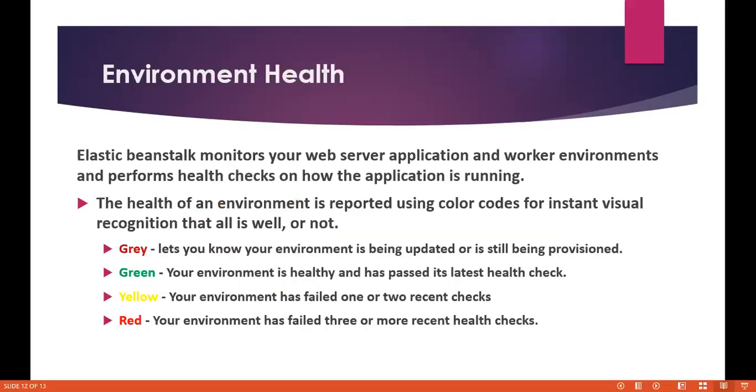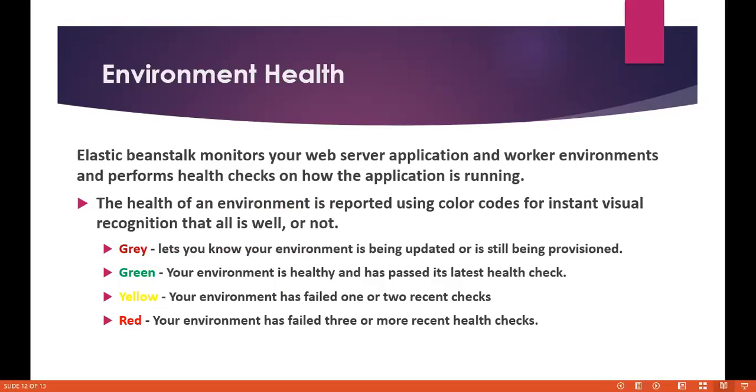What is environment health? Gray, green, yellow, red. Red means your environment has failed, most of the checks are failed. Yellow means one or two checks have failed. Green means your environment is healthy. Your environment is running successfully.